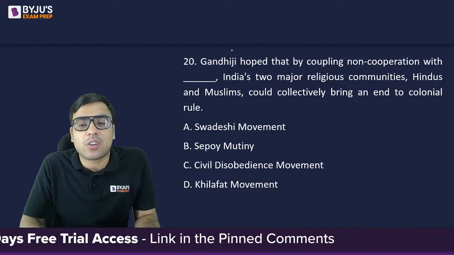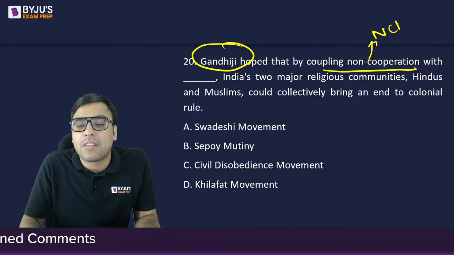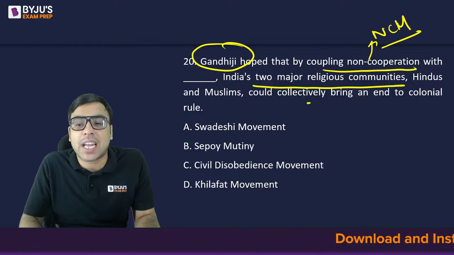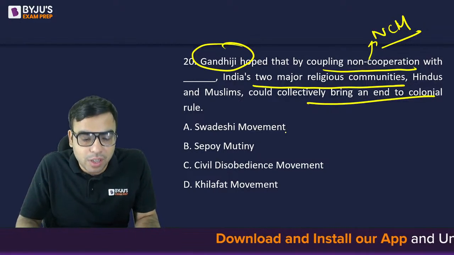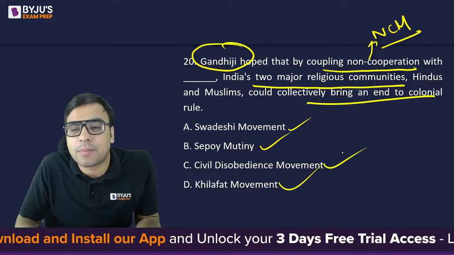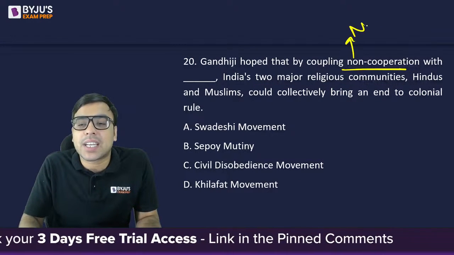The next is question 20. Gandhiji hoped that by coupling non-cooperation movement with which movement India's 2 major religious communities, Hindus and Muslims, would collectively bring an end to colonial rule. Your options are Swadeshi movement, Sepoy mutiny, civil disobedience movement, Khilafat movement. कौन सा movement को non cooperation movement के साथ क्लब किया गया था?